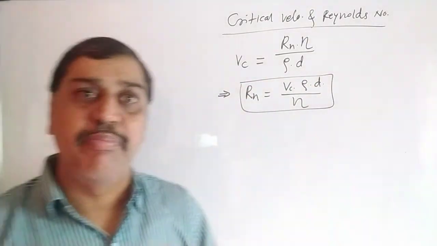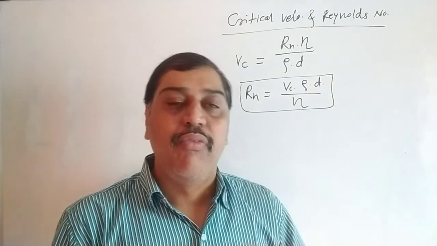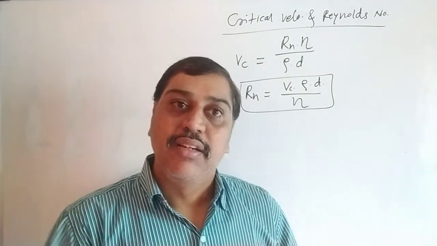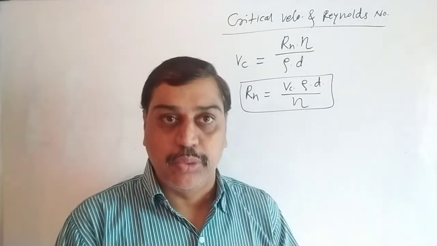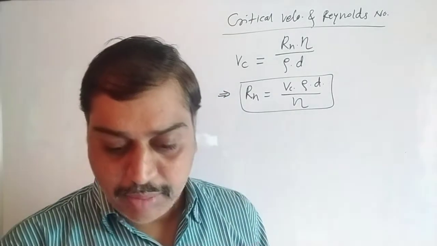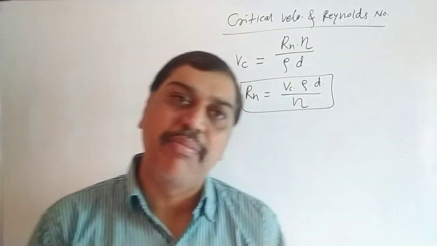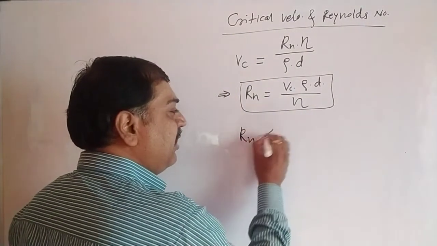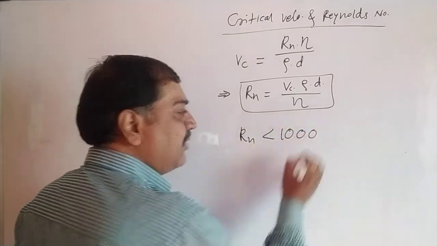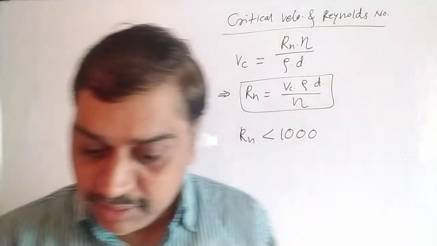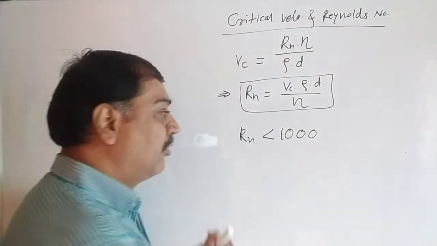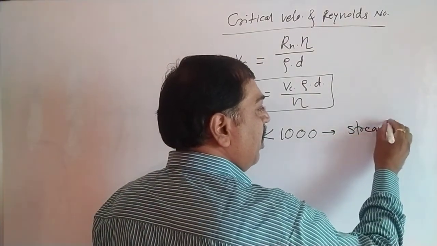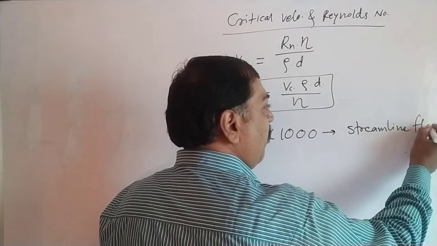This Reynolds number decides whether the flow of fluid is streamlined, turbulent, or in between these two. See the next topic of the same, they have mentioned that if the Reynolds number Rn is less than 1000, then the flow is said to be streamlined. So the flow is said to be streamlined flow if the Reynolds number is less than 1000.